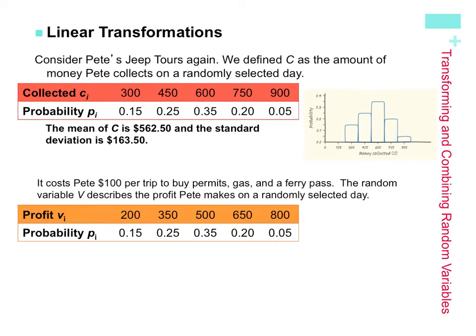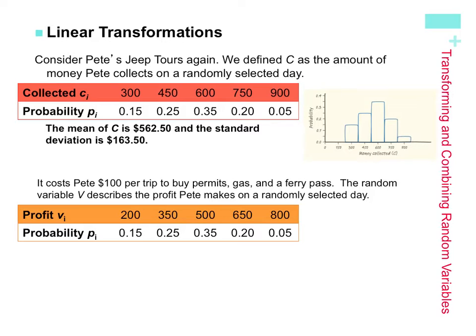Okay. Now let's twist it and say that it costs Pete $100 per trip to buy permits, gas, and ferry pass. The random variable now is going to be V, and it's going to describe the profit that Pete makes on a randomly selected day. So the profit's going to come from subtracting out his expenses, right?